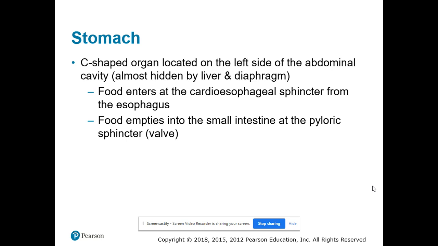So, when you're looking at it, remember your abdominal cavity is a mirror image, so it appears to be on the right. It is actually almost hidden by the liver and your diaphragm. Food comes into your stomach through the cardioesophageal sphincter. Again, that's going to be located between your esophagus and your stomach. And then it empties out of the stomach into the small intestine through the pyloric sphincter. So, again, your pyloric sphincter separates your stomach and your small intestine.